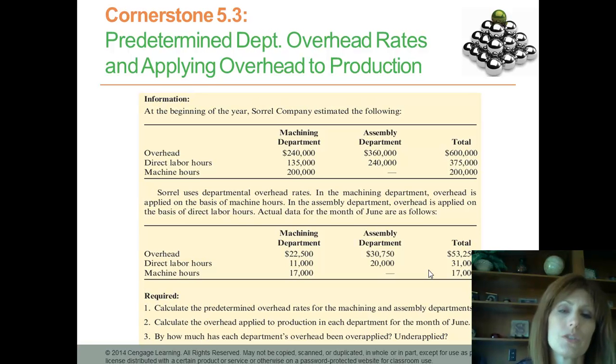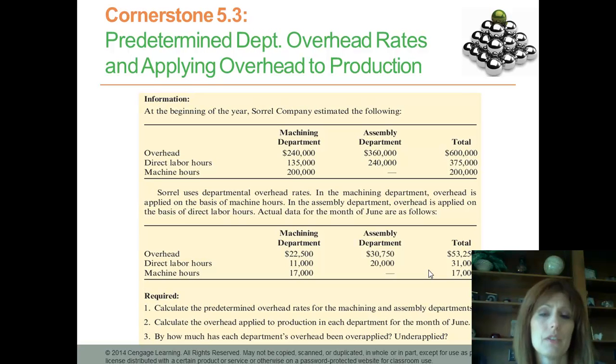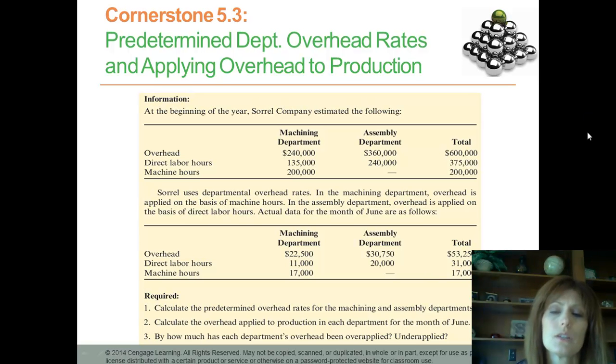Okay. So this is what it looks like now for our company. We have two different departments here, a machining and an assembly department, and it says they use departmental rates. So in this case, we're going to do the exact same math that we did in the previous example, but we're going to do it twice. We're going to do it separately for machining and separately for assembly.